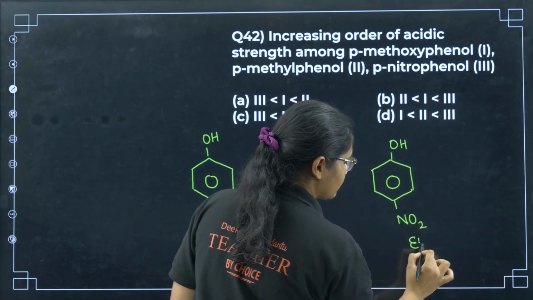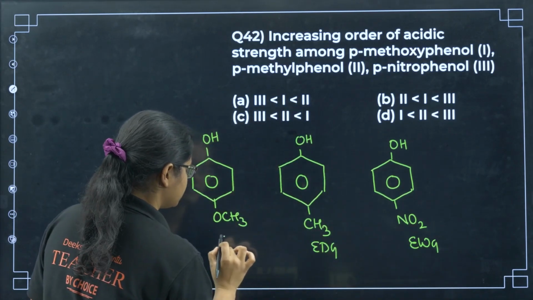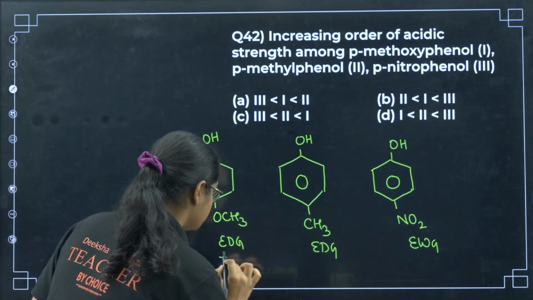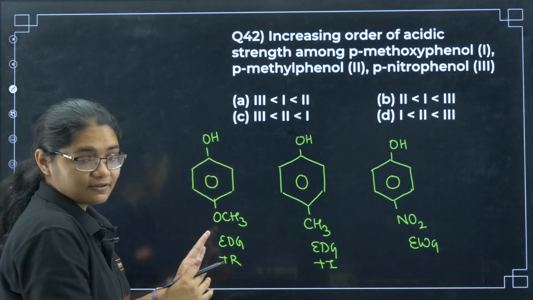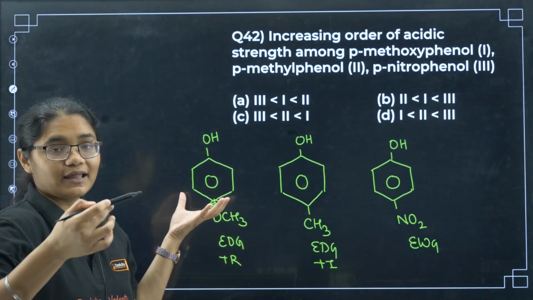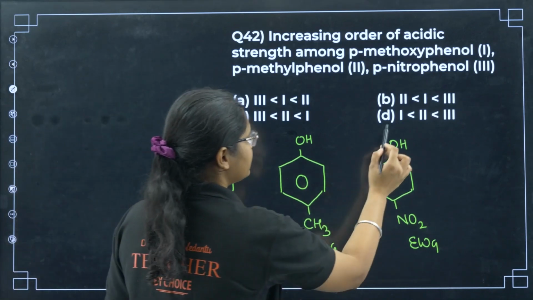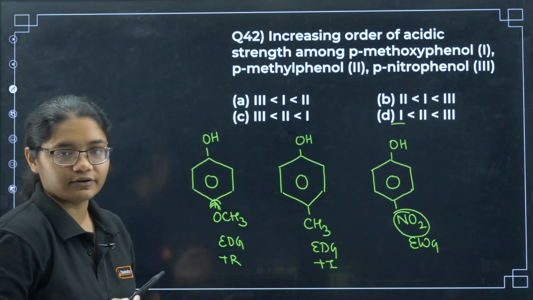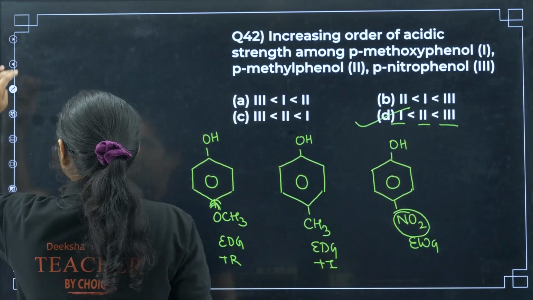Nitro group is an electron withdrawing group. CH3 is an electron donating group. OCH3 is also an electron donating group. What is the difference here? This donates by +R effect, this donates by +I effect. Okay, so +R effect is more dominant, so it will donate more. Donate more means the acidity will decrease more. So 1 will be least acidic, and this one will be highest acidic because it is having an electron withdrawing group. So 3 will be the highest, in between 2, so option number D here.